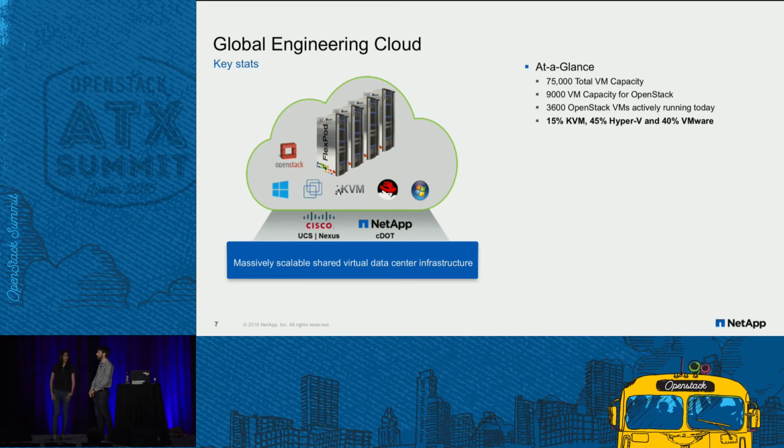We checked right before we came out here and did this session exactly how many live VMs we had running right now, servicing real workloads inside of the organization, being used by our devs and testers. We had about 3,600. Now, of the entire capacity that we have inside of the global engineering cloud, 15% is KVM, 45% is Hyper-V, and 40% is VMware.